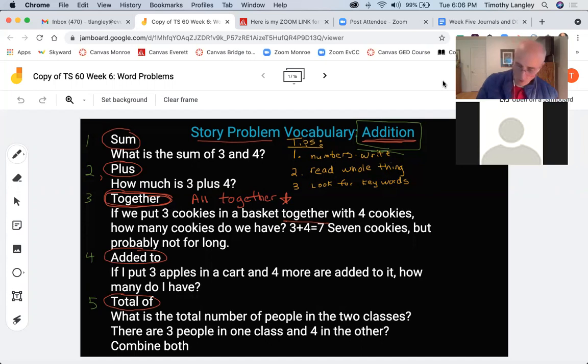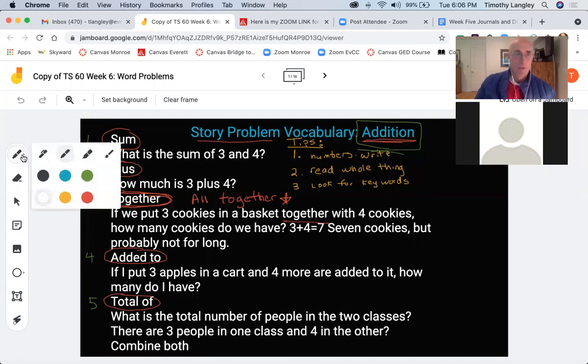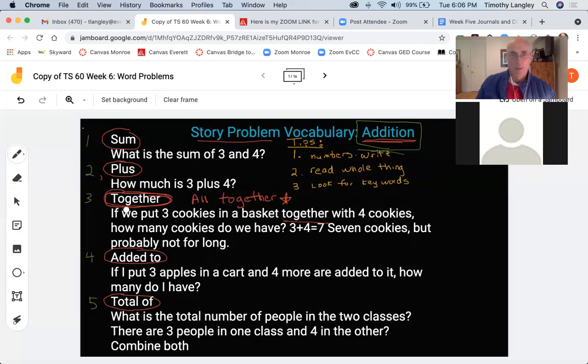So the first thing I do want you to write is that we're talking about story problem vocabulary. The words we're going to write down in your notes have to do with addition first. What are the key words for addition? I don't want you to try to write all the sentences out. You notice that there's an example for every one of these. Please don't do that. So here are keywords that have to do with addition.